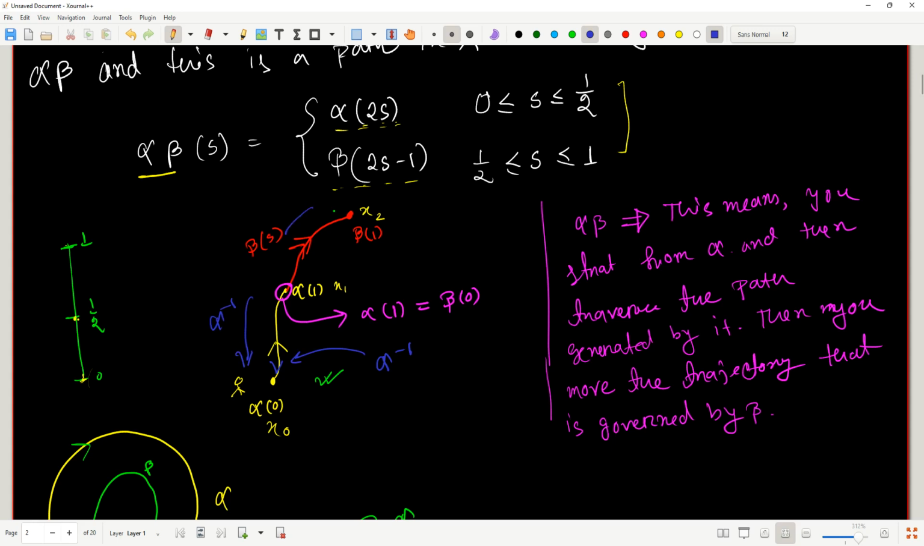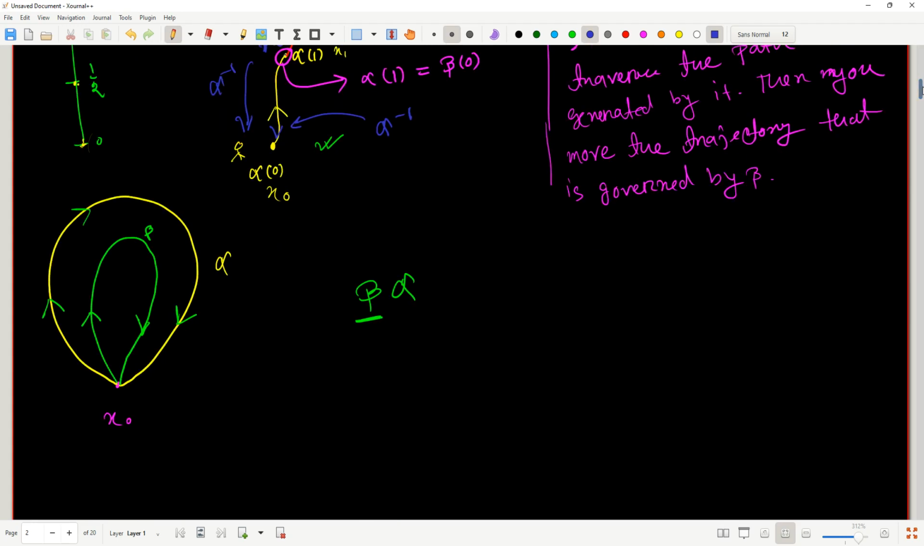And similarly, you can have a beta inverse one as well. If beta goes from this point, let's say this is a point k1 and this is some x prime, it goes from x prime to x2. If beta does that, then beta inverse 1 would go from x2 to x prime. And what about loops? How do we interpret the loops?